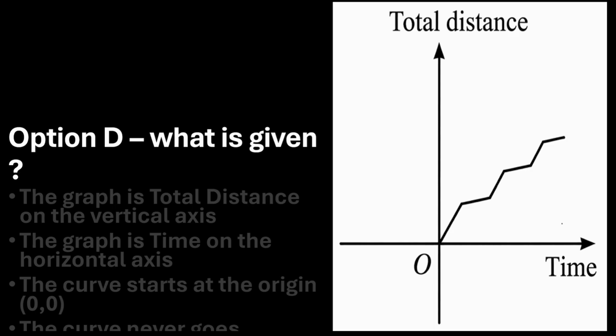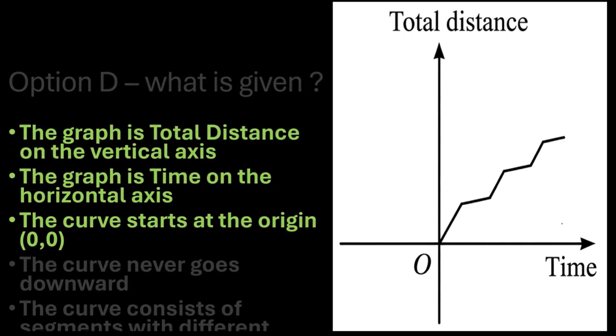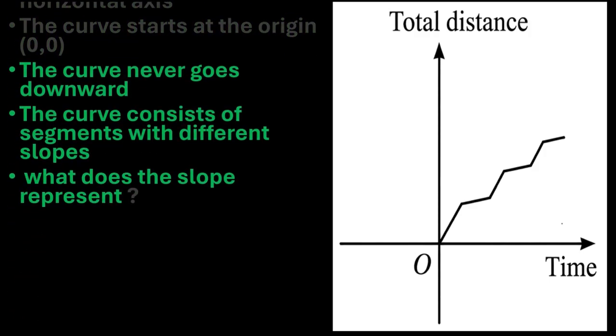Now, in option D, we've been given the total distance versus the time, right? On the y-axis, the vertical axis, we have total distance, and on the x-axis, we have time, and the graph originates at 0. The curve never goes downwards. You might see it bending a bit, but it's not coming downwards. It's still climbing up. The curve consists of segments with different slopes. Slope 1, slope 2, slope 3, slope 4, slope 5, slope 6.